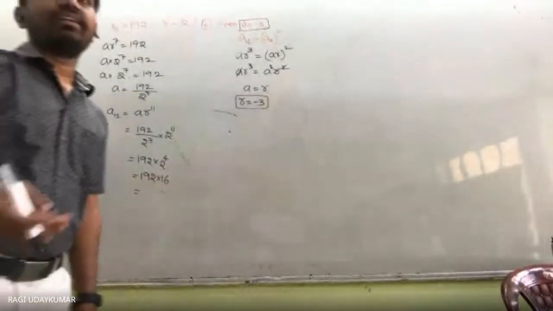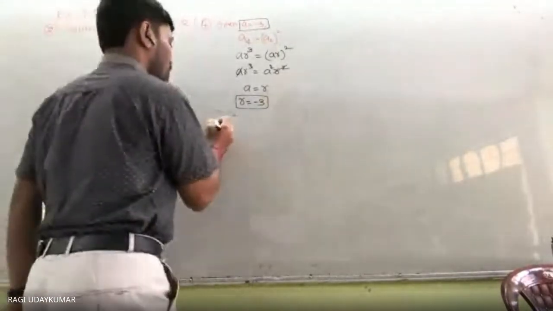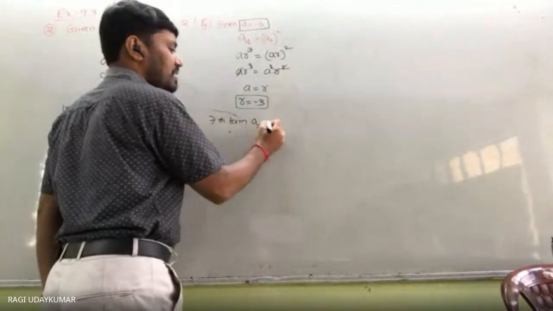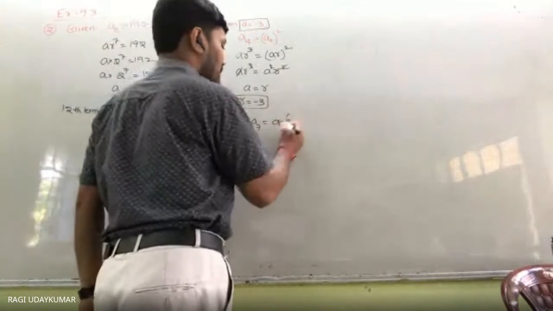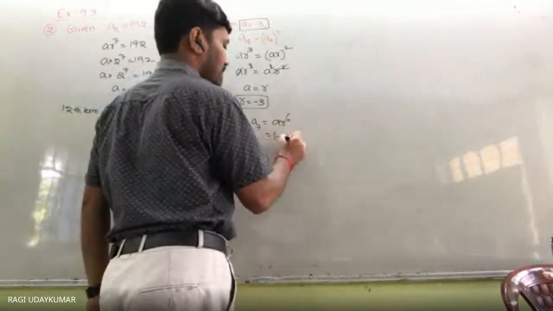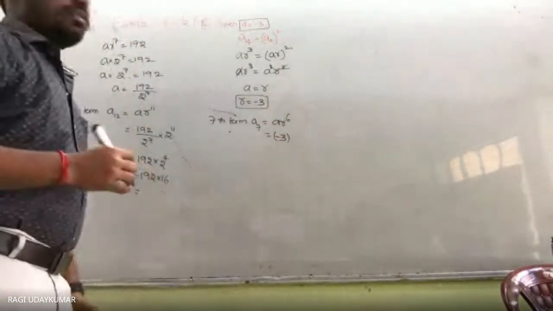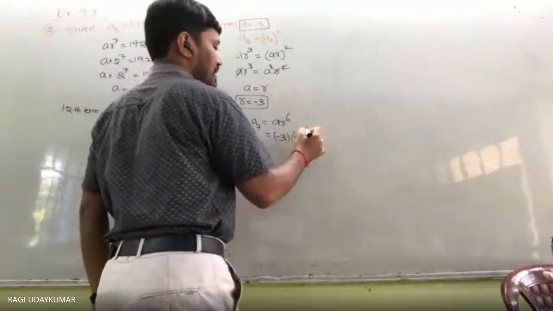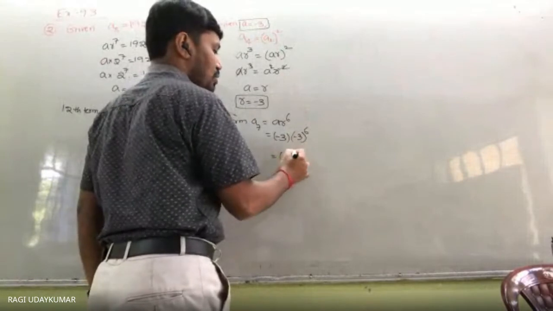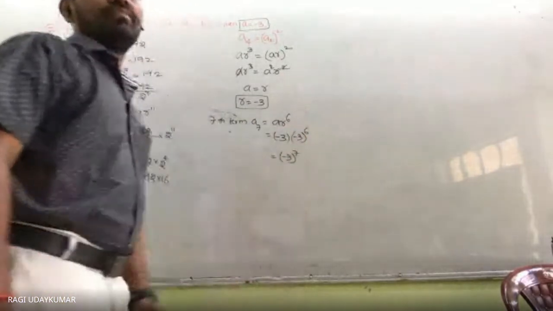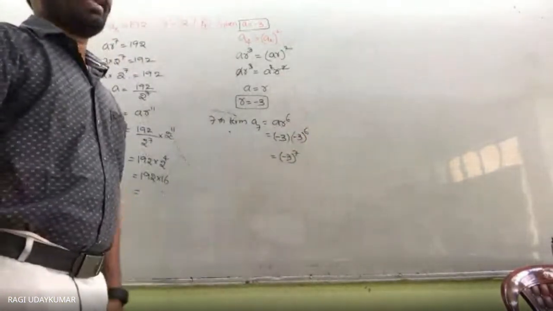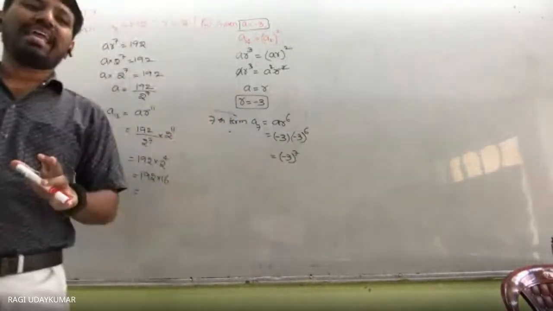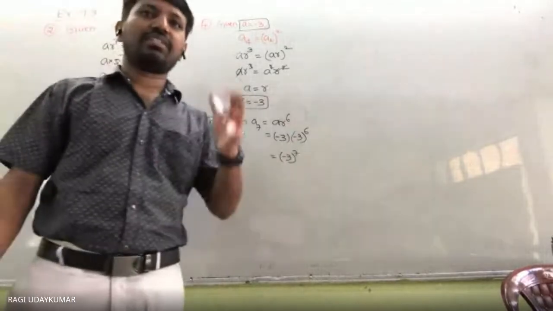And we are asked to find the seventh term. A7 is equal to a r to the power of 6. So a is minus 3 and r is also minus 3. Minus 3 into minus 3 to the power of 6, which is equal to minus 3 to the power of 7. Right? No need to expand that, minus 3 to the power of 7 is a very big value. So let it be like that. It's not necessary. Next, the fifth question.